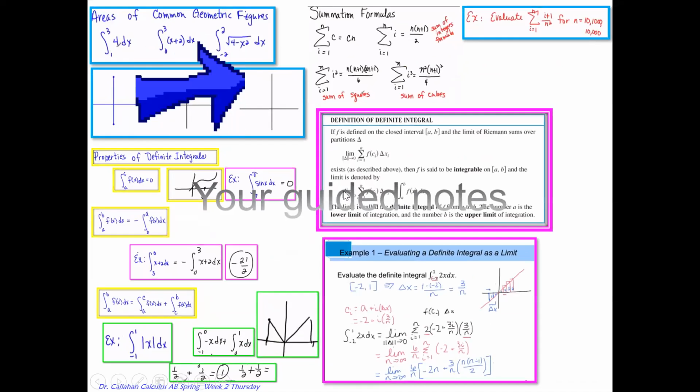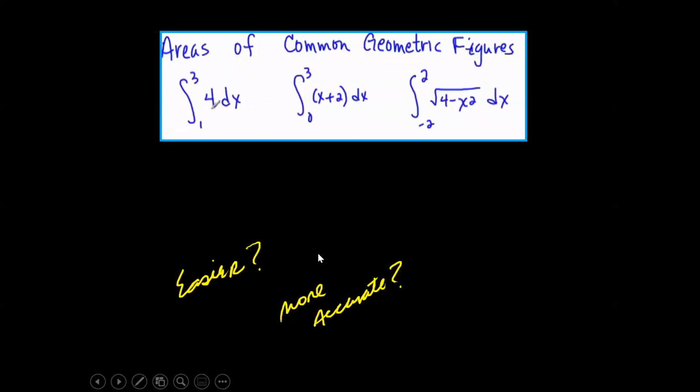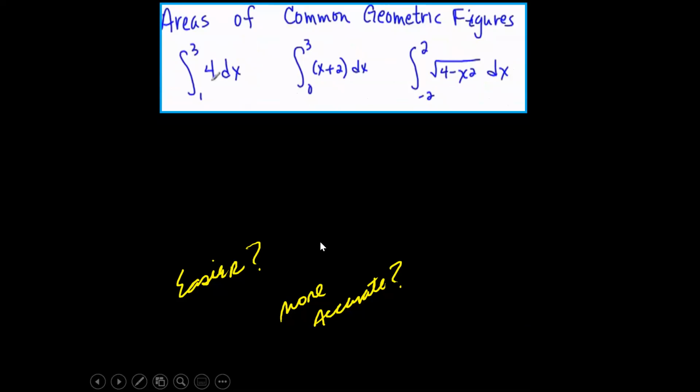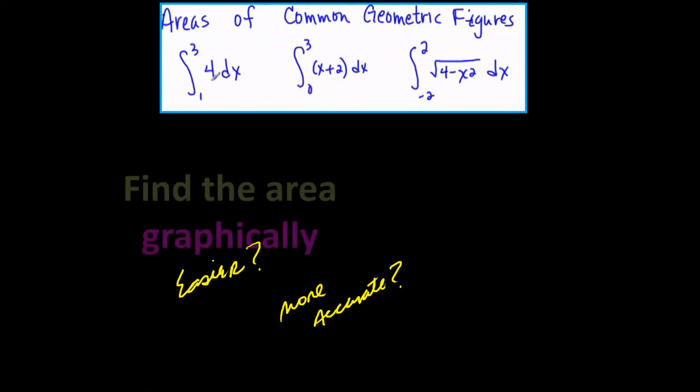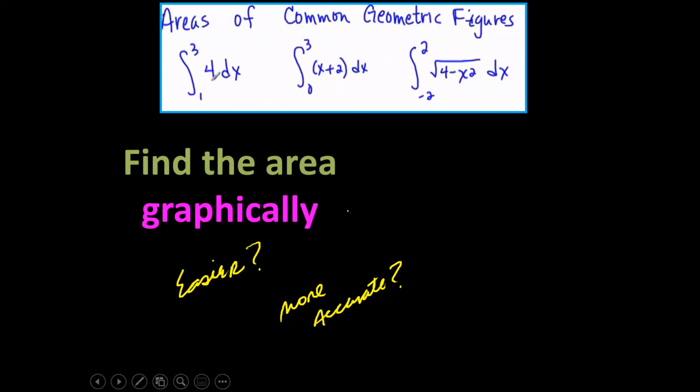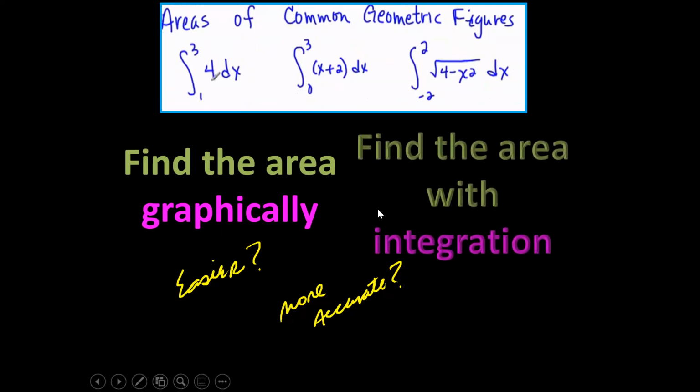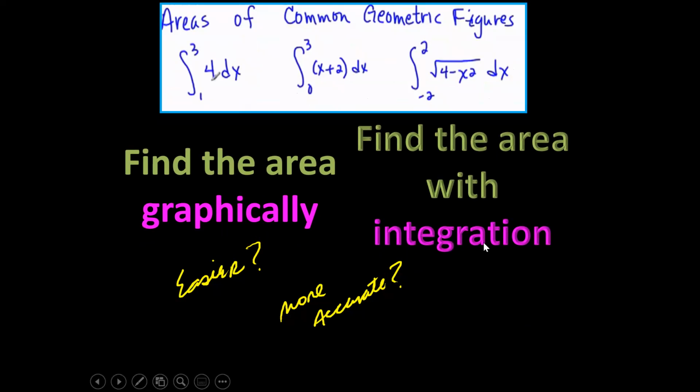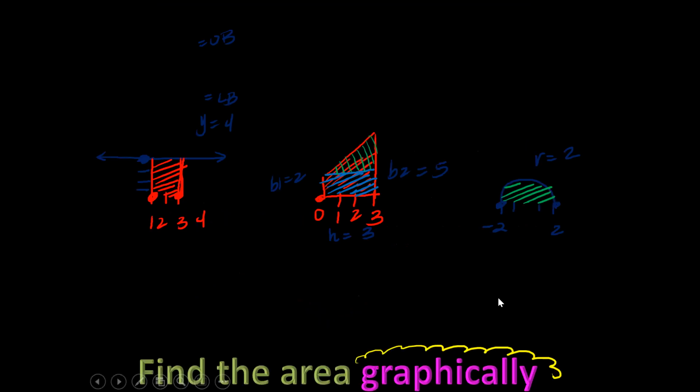So turn over to this part of your notes, please, on the common areas of geometric figures. First we're going to find the area with graphs, graphically. And then we're going to go ahead and find the area with integration. So we're going to transfer from using a graph to find the areas, like we have been doing with the Riemann sum with a bunch of rectangles, over to the areas with integration.